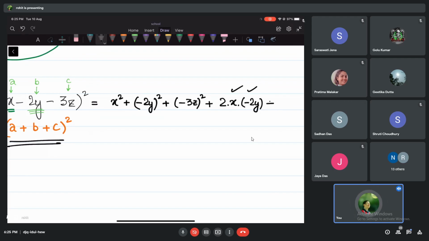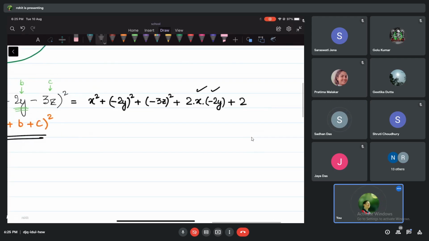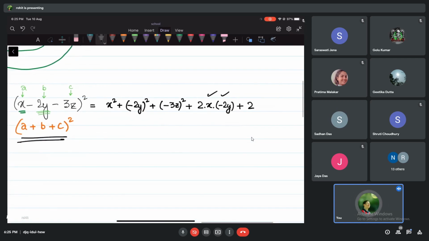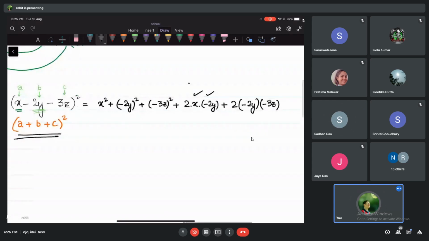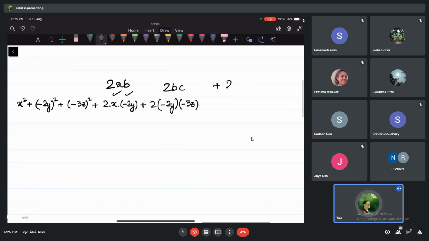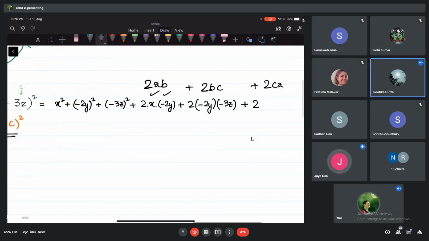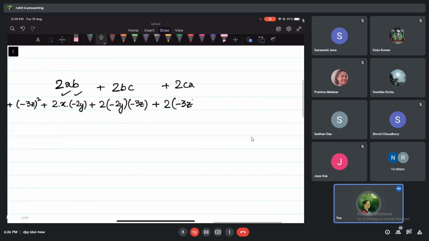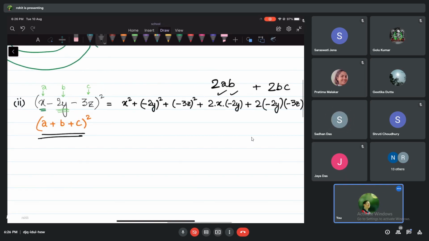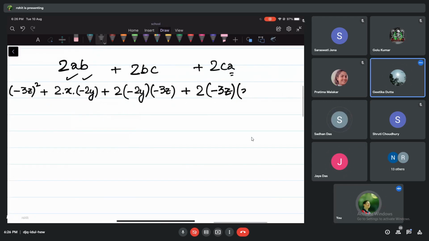Then I should write what, guys? Plus. I should write twice BC, right? The second number and the third number. Which one is the second number? Minus 2y. Tell me the third number. Minus 3z. So this is twice AB, this is twice BC. But we also have to write what, guys? Twice CA. Yes or no? So I'm writing here plus 2. Which one is C here, guys? Minus 3z. So I'm writing minus 3z. And then again I should write A. Which one is A here, guys? X. So I'm just writing X. I'm multiplying like that, no?